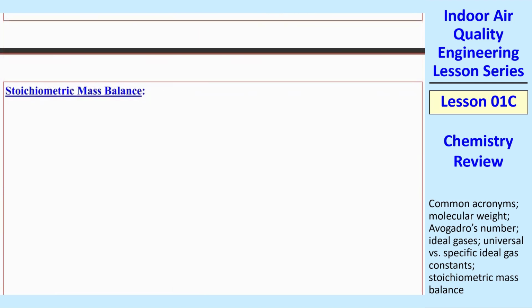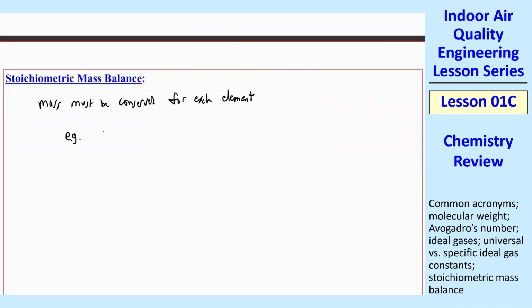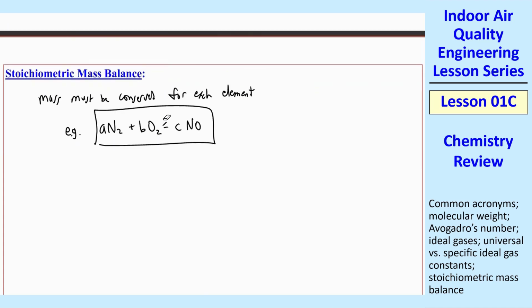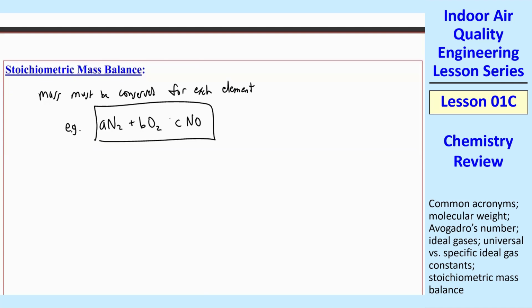Stoichiometric mass balance. This is again a quick review of chemistry, so I'll just do a very easy example here. The basic statement of this is that mass must be conserved for each element in any kind of chemical reaction. So I'll give you a quick example: A N2 plus B O2 equals C NO. And instead of the equal sign, chemists like to use an arrow, so we can use an arrow like that if you prefer.